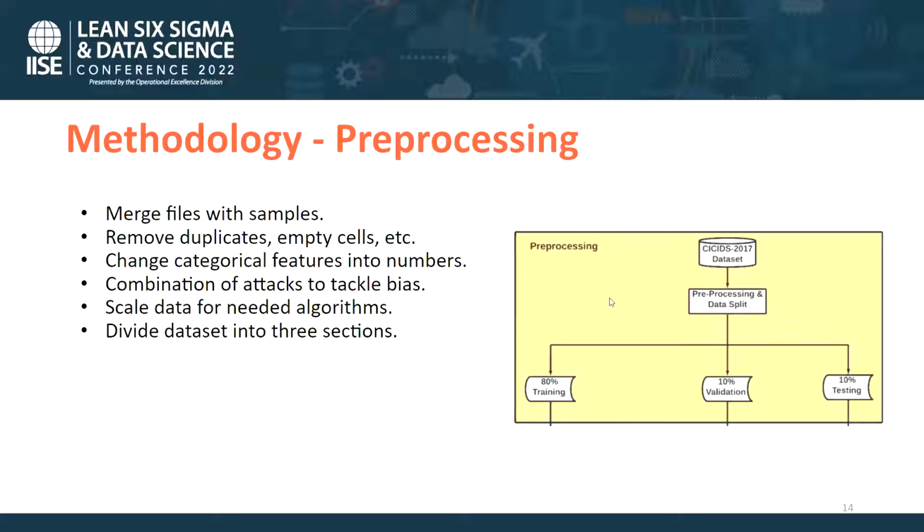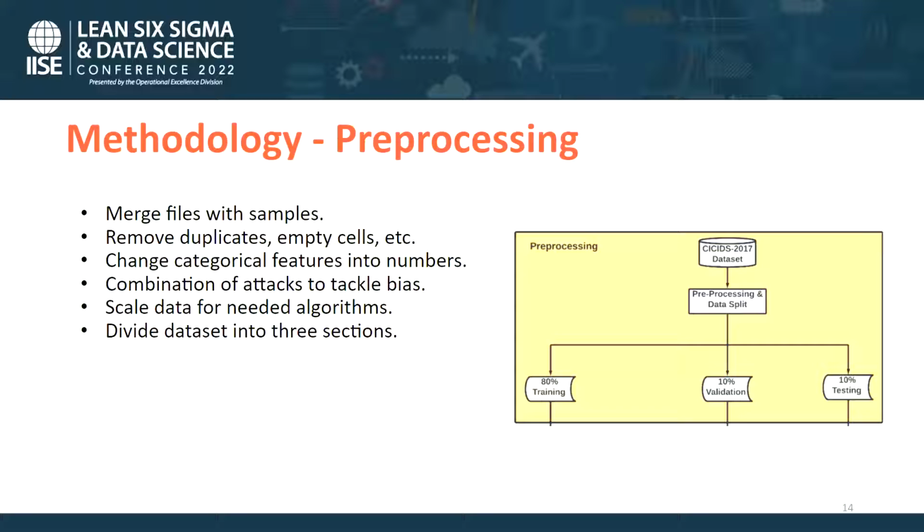Now we're going to talk about the pre-processing part. This is a very important part when applying any machine learning technique. The first step was to combine all the files provided by the Canadian Institute of Cybersecurity. There were 8 files, so we needed to merge them together. After, we needed to make sure there's no redundant information, so we removed duplicates, empty cells, infinite values, NaN values, and all information like that.